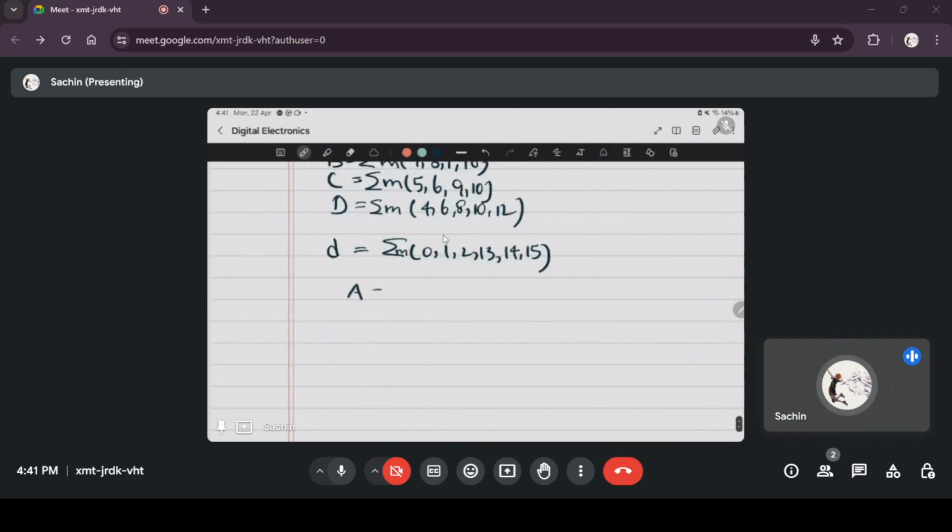And you will get A is Wx plus Wyz. B is x prime y prime plus x prime z prime plus xyz. C is yz prime plus y prime z, which is y XOR z, and D is z prime. You can write the logic diagram yourself.